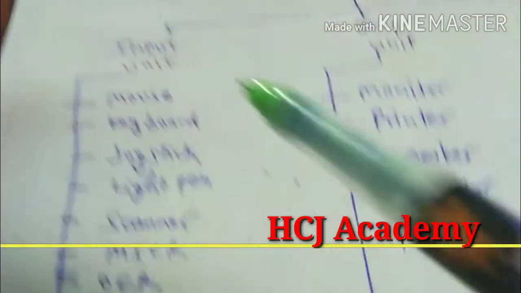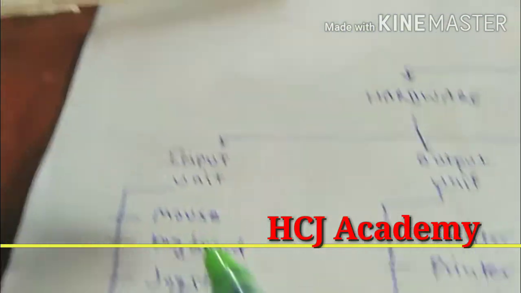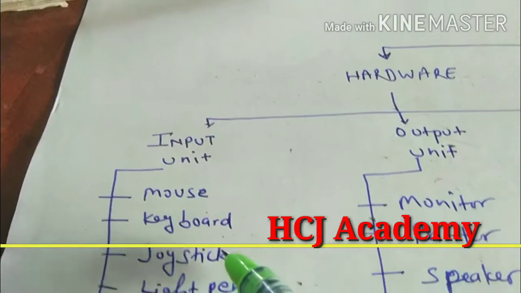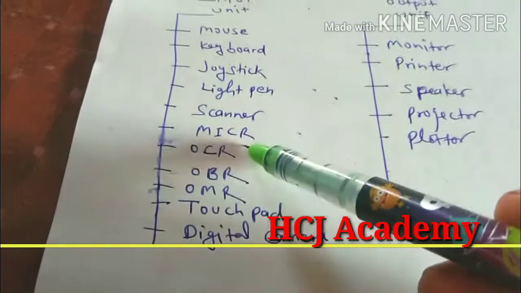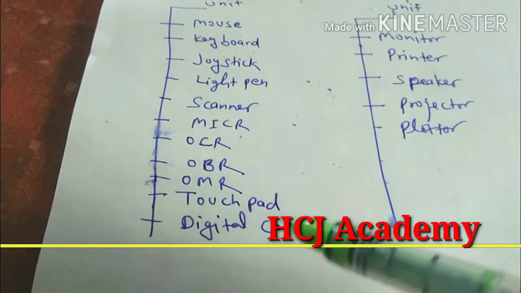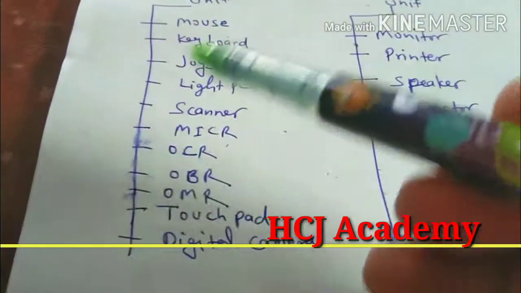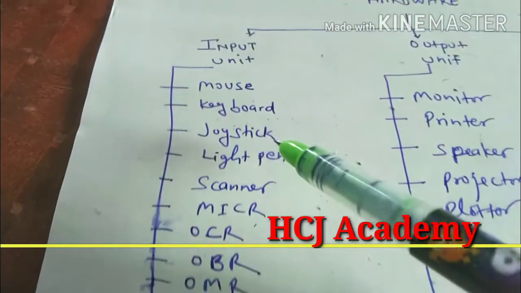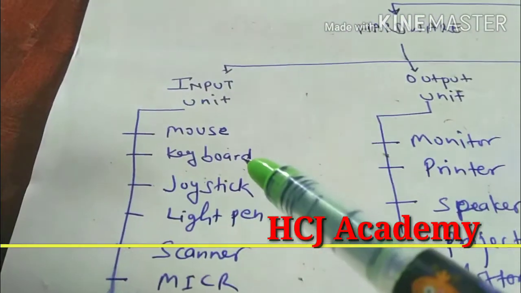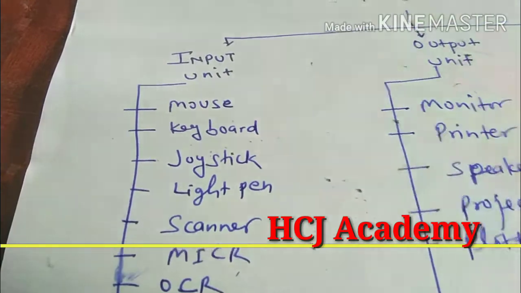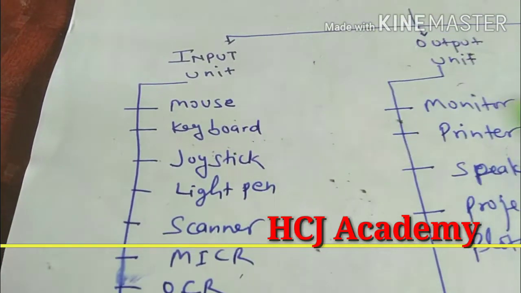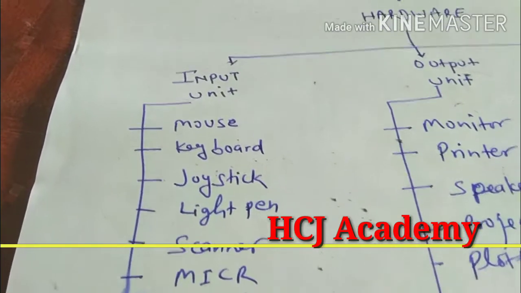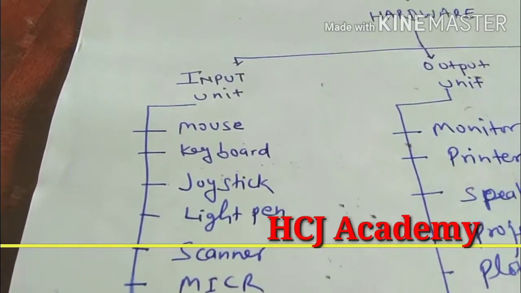Today I explain the input unit. In the input unit there are various devices called input devices, like mouse, keyboard, joystick, light pen, scanner, MICR, OCR, OBR, OMR, touchpad, digital camera. What is an input unit? Those devices which can be used to enter data into your computer system are called input devices.